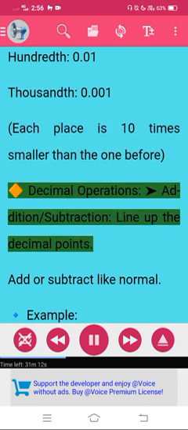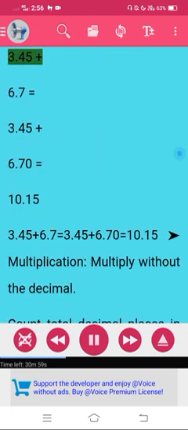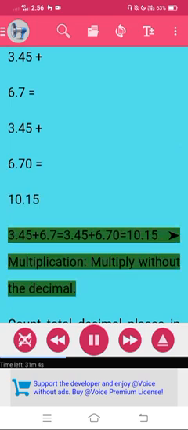Each place is 10 times smaller than the one before. Decimal operations. Addition and subtraction: line up the decimal points, then add or subtract like normal. Example: 3.45 plus 6.7 equals 3.45 plus 6.70 equals 10.15.